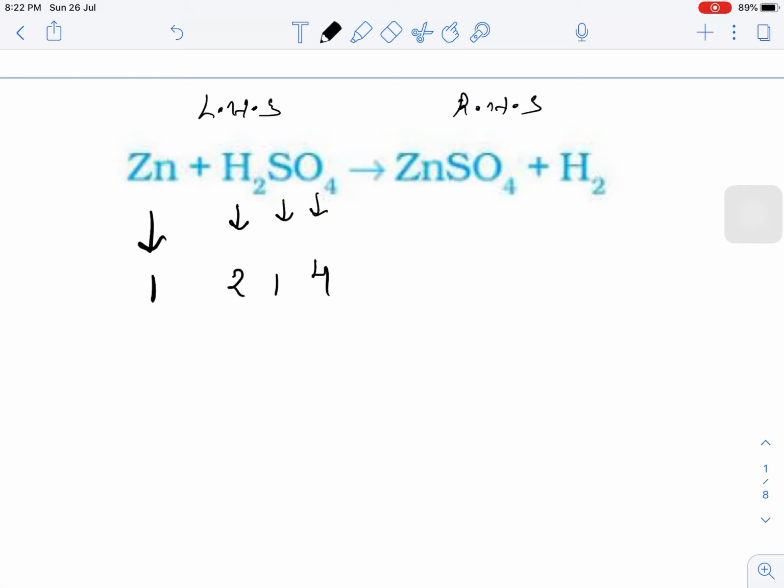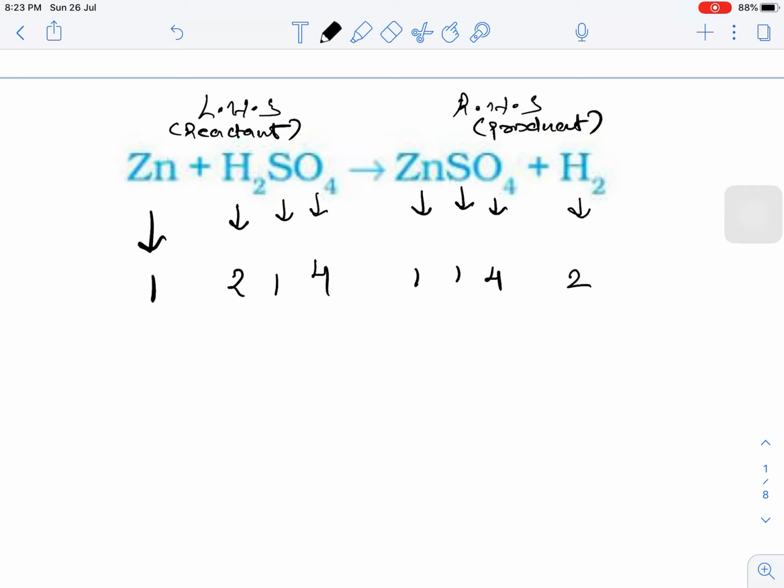Balancing the chemical equation means you have to write the equal number of atoms taking part in the reactant side, and the same must be in the product side. LHS is generally known as the reactant side and RHS is nothing but the product side. Now how many atoms are present on the product side? There is only one zinc, one sulfur, 4 oxygen and 2 hydrogen.